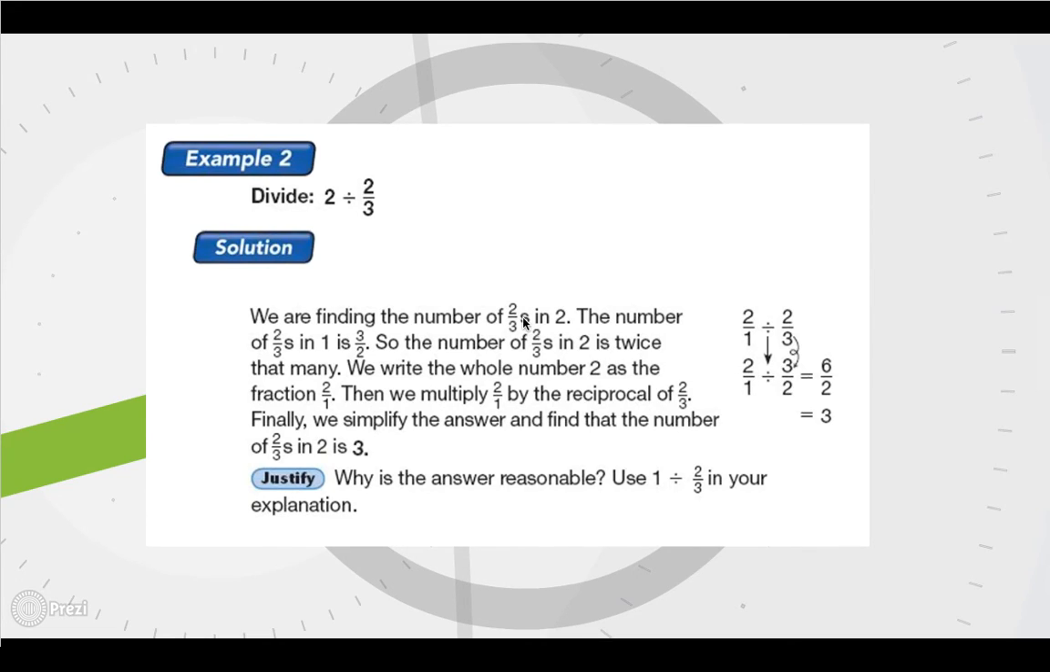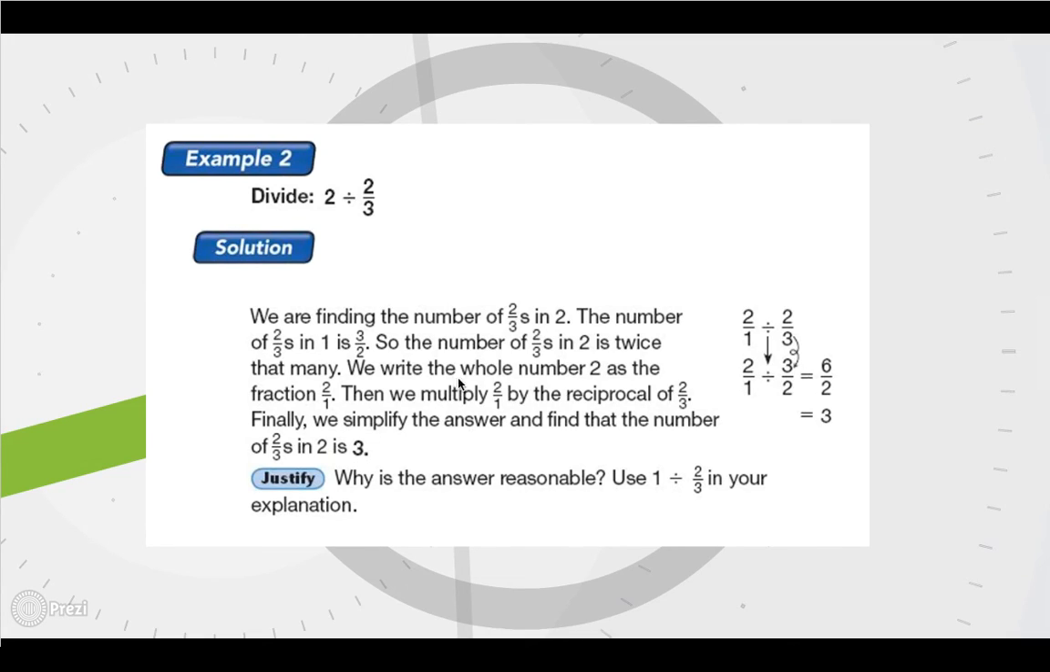Okay? So we're going to flip this. Okay? And then it's 2. This is supposed to be multiplication, okay? So 2 times 3 is 6, and then 1 times 2 equals 2. And so your answer, simplified, is 6 divided by 2 equals 3. Okay, so 2 divided by 2/3 is 3.